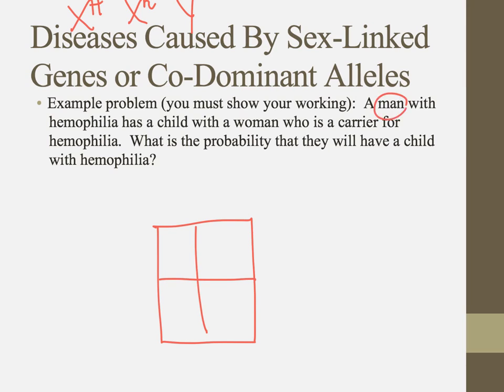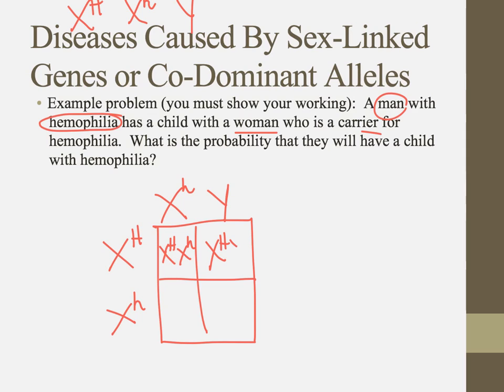Okay, and it says a man with hemophilia. So a man with hemophilia is going to be XY, and if he has hemophilia, he must have the recessive hemophilia gene on his X chromosome. He has a child with a woman who is a carrier. So carrier means one dominant and one recessive. And so what's the probability that they have a child with hemophilia? Well, if I do my cross, that'll help me determine that.